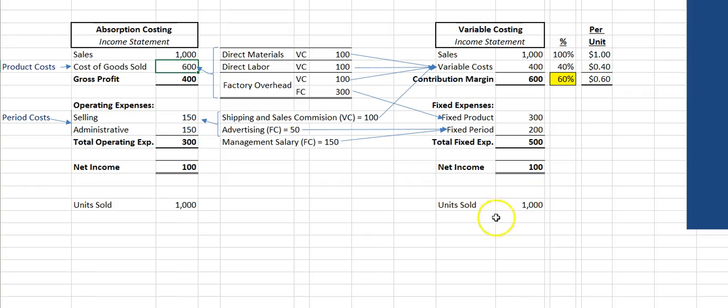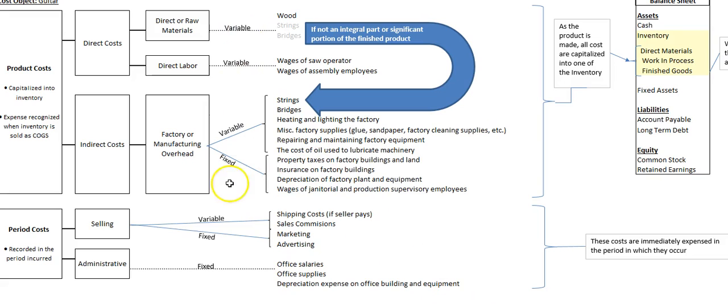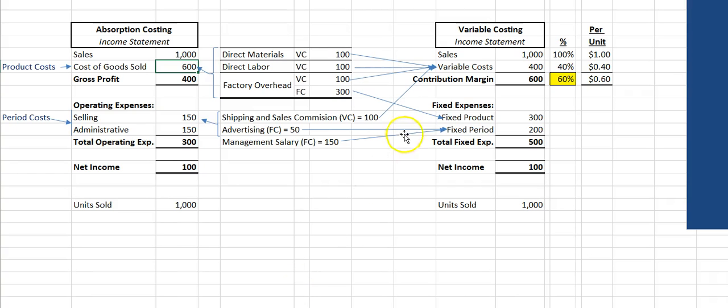If I ask you what costs are part of the product cost under absorption, your answer would be direct materials, direct labor, and all factory overhead, right? All factory overhead, all of them. As opposed to variable costing, the cost for the product is going to be direct materials, direct labor, and only variable factory overhead, okay? From there you get your manufacturing margin, and then you subtract the other variable cost, which is selling and administrative costs, to get your contribution margin, okay?